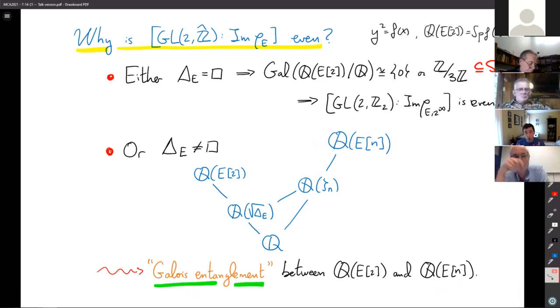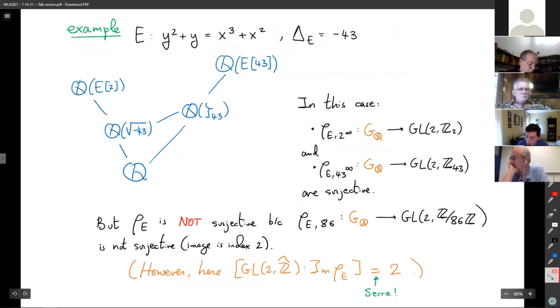And whenever the image is smaller, that's what's happening. There is some sort of entanglement, some sort of intersection between 2 fields that should be disjoint, or maximally disjoint, for the image to be as large as possible. So let me show you an example. Here's an elliptic curve, and here the discriminant is -43. That means that the square root of -43 is contained in the 2 division field, but it's also contained in the 43rd cyclotomic field, and therefore it is also in the 43rd division field. So there is an entanglement between these two. In this case, one can show, and in fact Sayre proves this in his paper, that the two-adic image is surjective and the 43-adic image is surjective, but it cannot be that the adelic one is surjective, because modulo 86, these two have an intersection that makes it not possible to have a full image, and the index has to be at least 2.